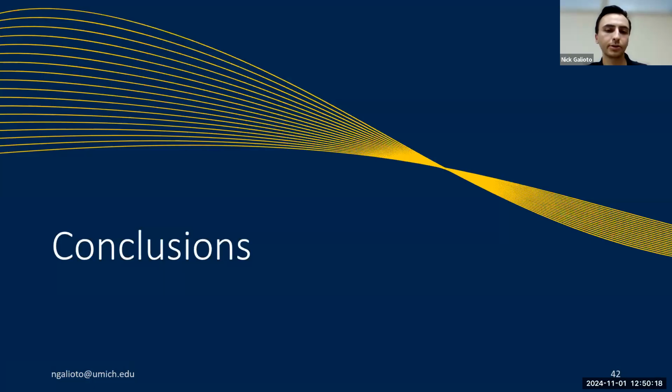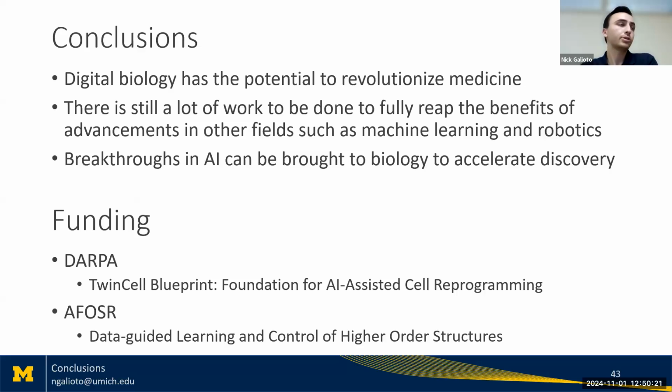So now I'll end with some conclusions, which is basically that digital biology has the potential to revolutionize the medical field and biology because of all this rapid collection of high-dimensional data and the advances that we've seen in AI and machine learning. But there's still a lot of work to be done to fully reap these advancements from other fields. We've seen this with the Geneformer example, but there are a lot of ideas out there for scaling up Geneformer that might be very promising for improving these methods. And lastly, breakthroughs in AI can be brought to biology to further accelerate discovery.